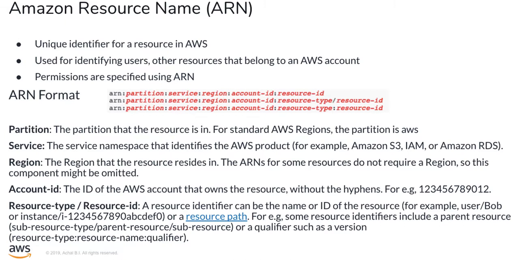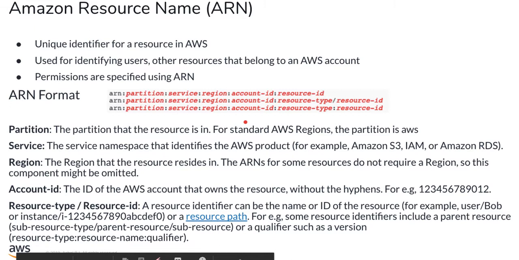So before we dive into the IAM itself, let's understand what ARN stands for and how it is structured. ARN stands for Amazon Resource Name. Any resource would have a unique name, and this unique identifier identifies the resource in AWS. It can be used to identify not just the resource, it can be used to identify even users.